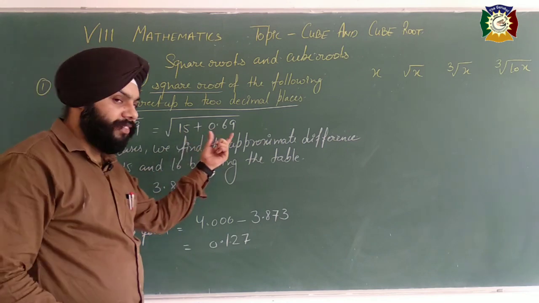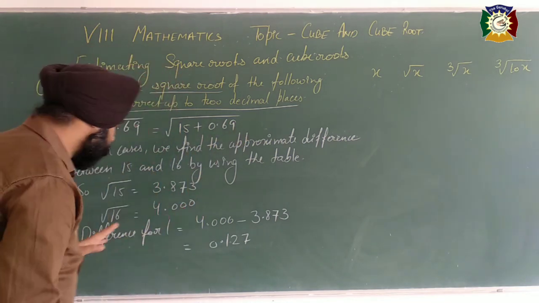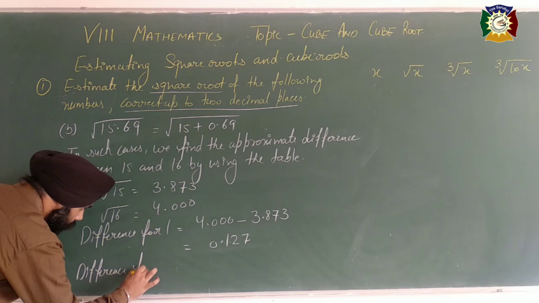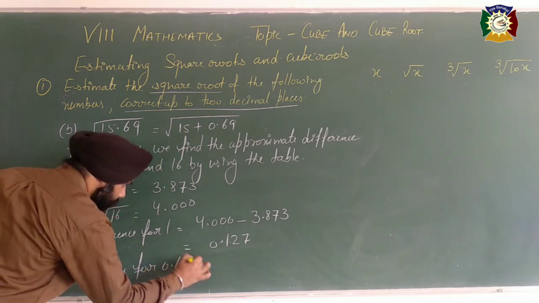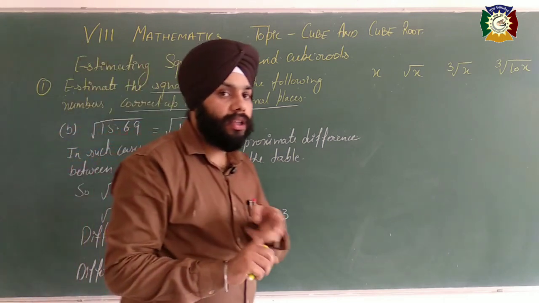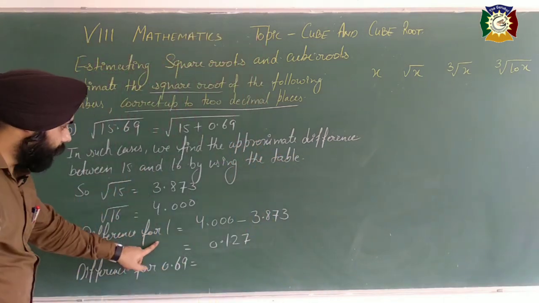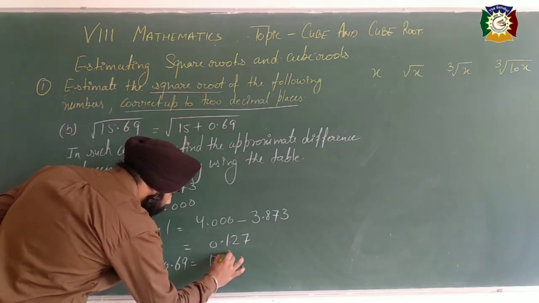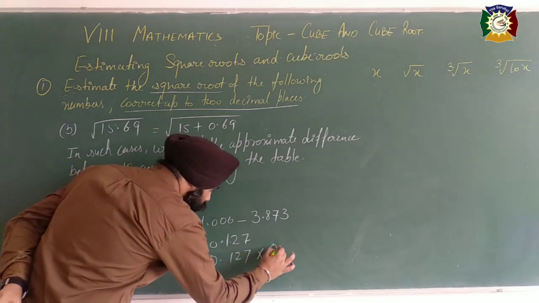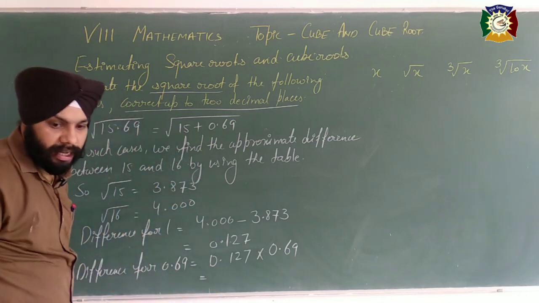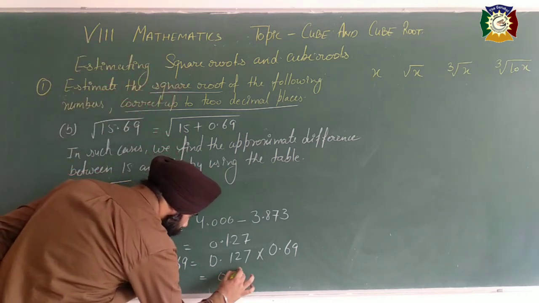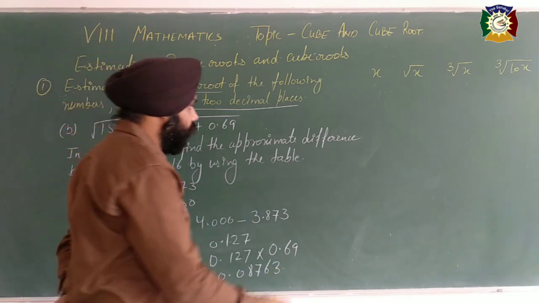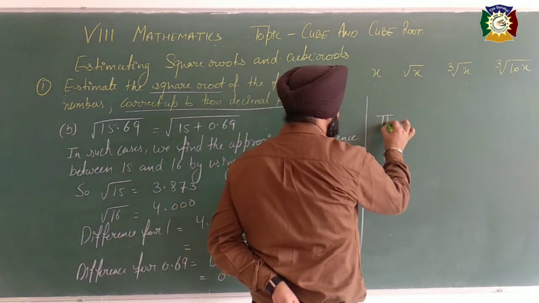After 15, the number is 0.69, so we have to find the difference for 0.69. How to find it? Like, if 1 rupee buys 2 toffees, how many will 2 rupees buy? 4. Similarly, the difference for 1 is 0.127, so for 0.69 we have to multiply 0.127 with 0.69. Under multiplication we get 0.08763.